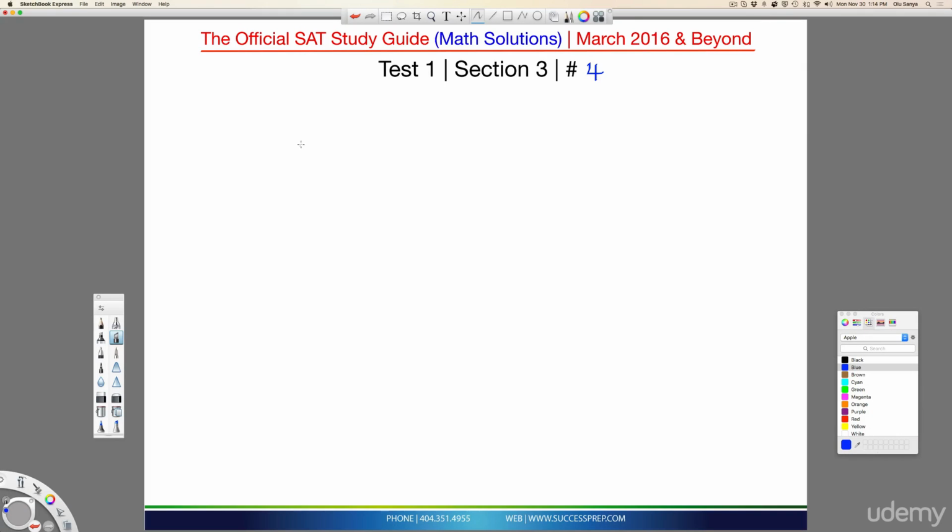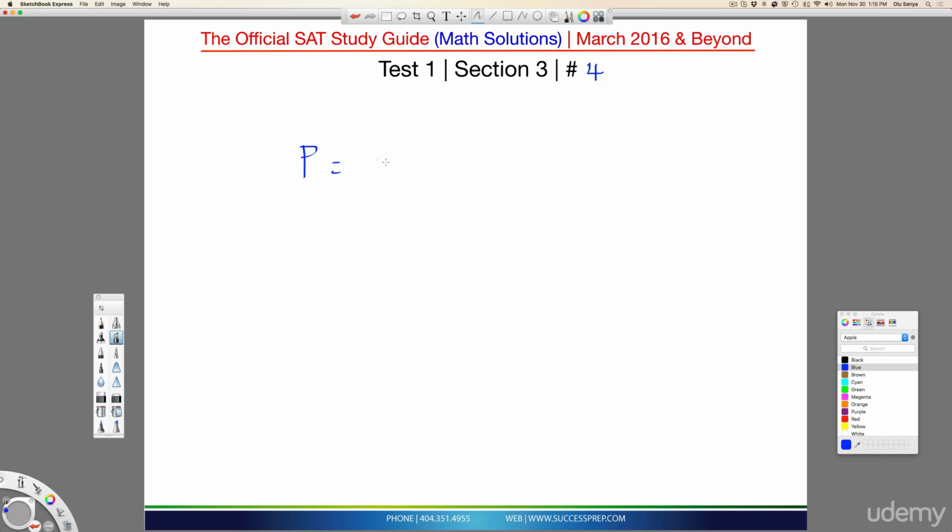All right, so number four for this test one, section three, gives us a formula, and it's talking about Kathy, a repair technician at a phone company, and pretty much the number of phones she gets to repair in a week. All right, so it gives us this equation.